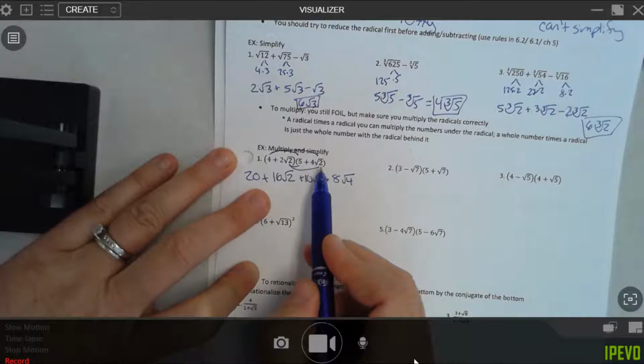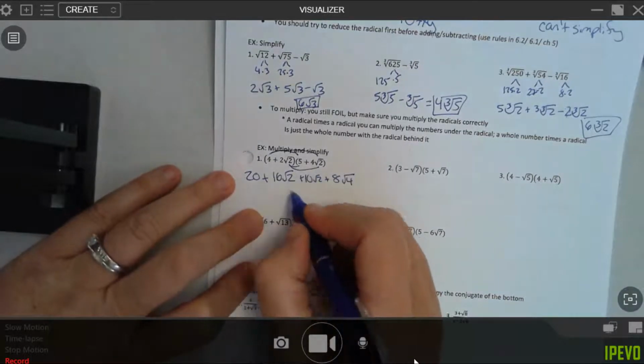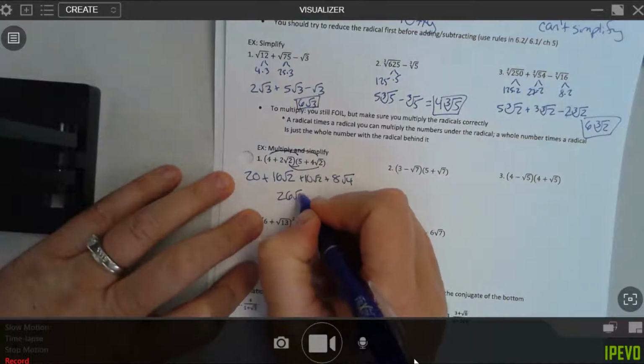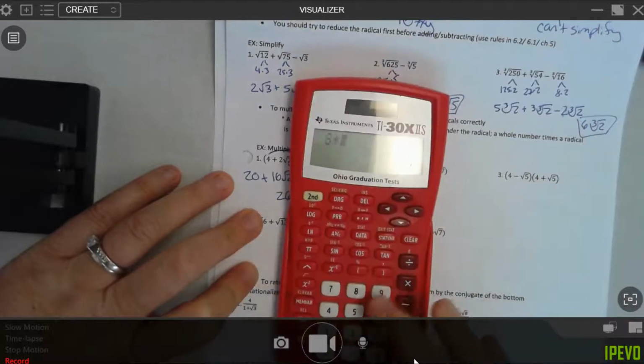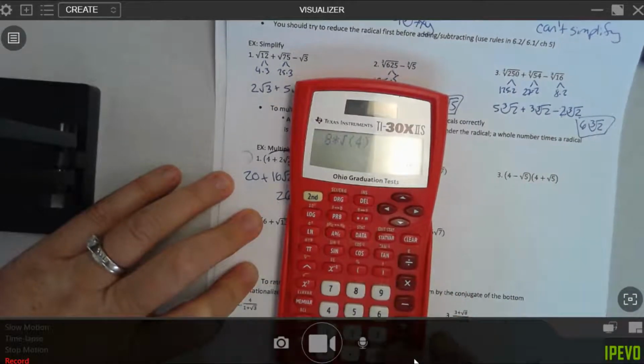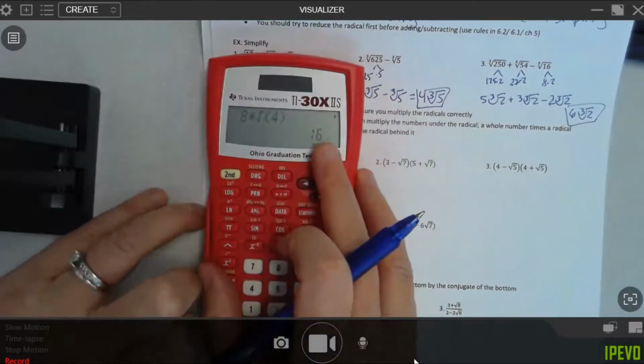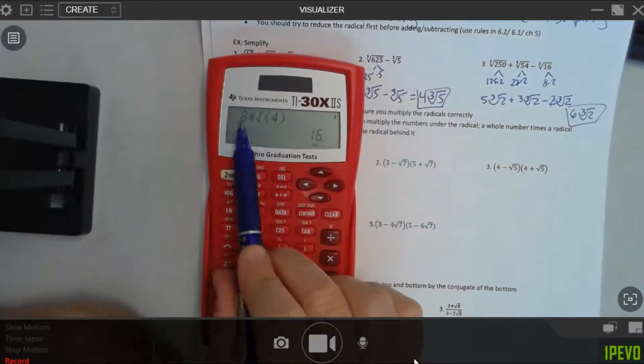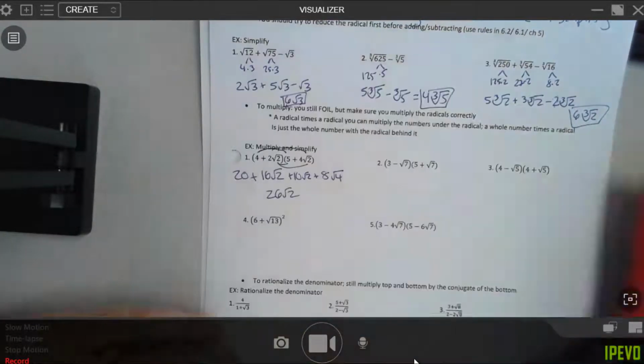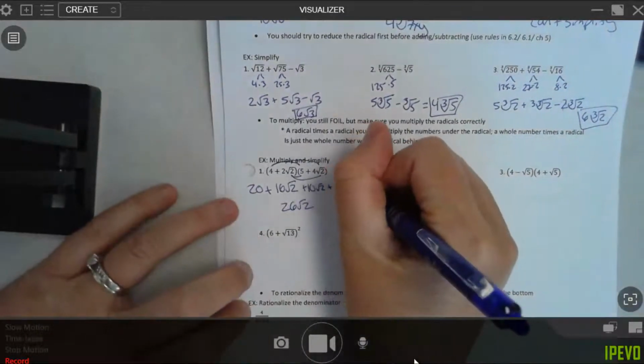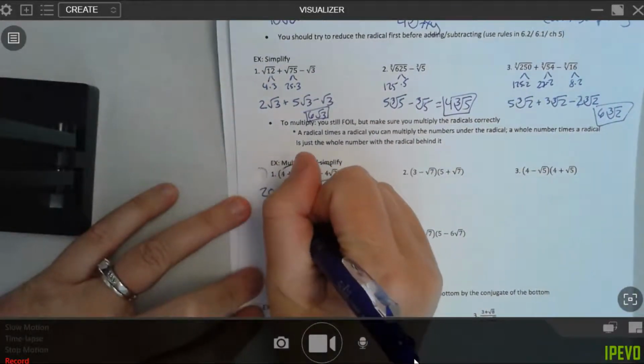Multiply the outside numbers, multiply the inside numbers. These two are like each other, so it becomes 26 radical 2. And remember, if you do 8 times the square root of 4, you're going to get 16, because the square root of 4 is 2. So 8 times 2 is 16. So that last number should always come out as a perfect number. So that's 16 plus your 20, so you get 36.